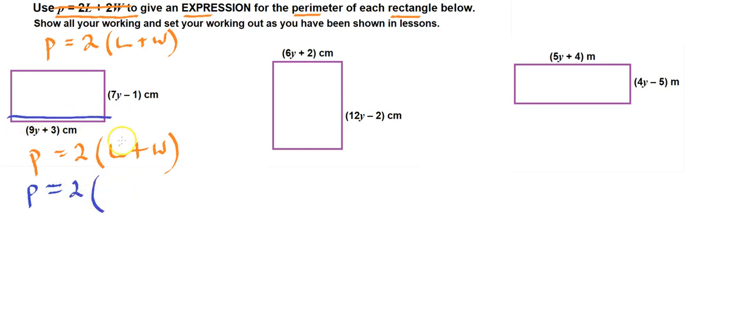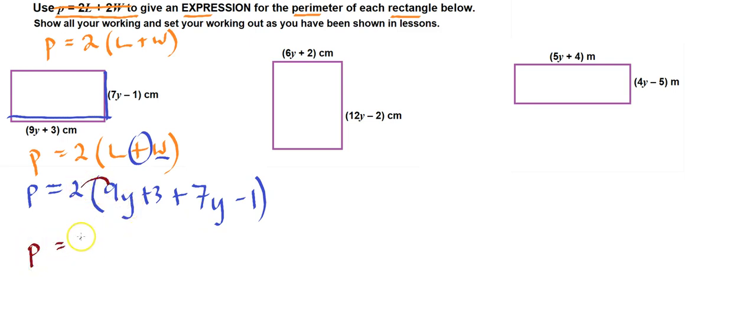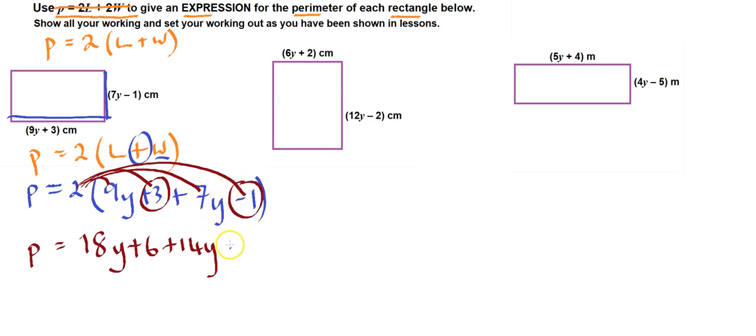What is the length? So the length is here, so 9y plus 3, and then we simply add whatever the width is, and the width in this case is 7y minus 1. Okay, now you can see that we have a situation where there's a number outside of the brackets and a whole bunch of terms inside the brackets. So let's just multiply out of the brackets. 2 times 9y, that's 18y. 2 times positive 3, that's positive 6. 2 times 7y, that's positive 14y. And 2 times minus 1 is minus 2.